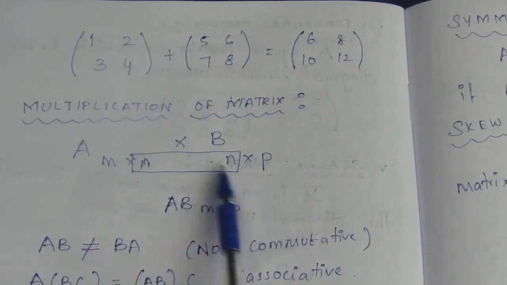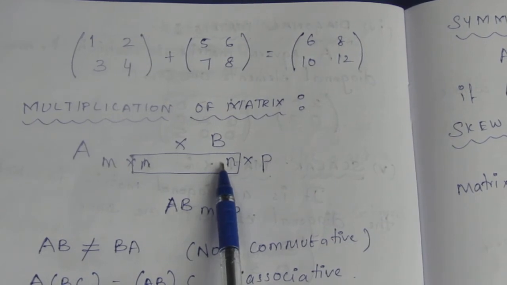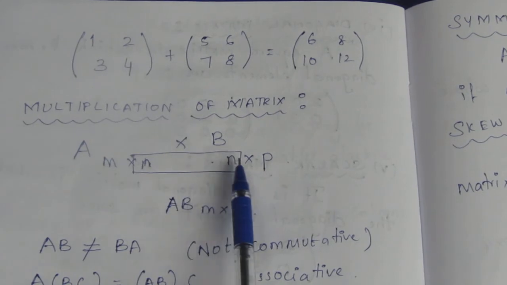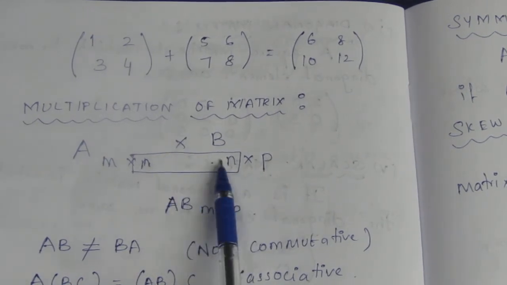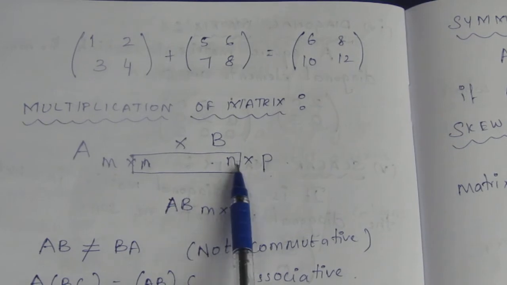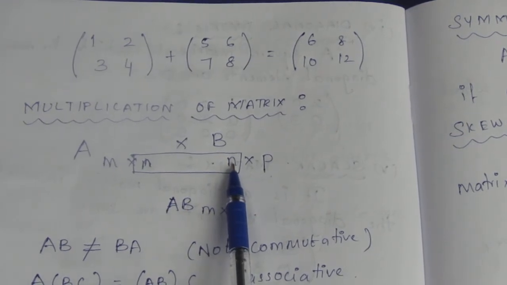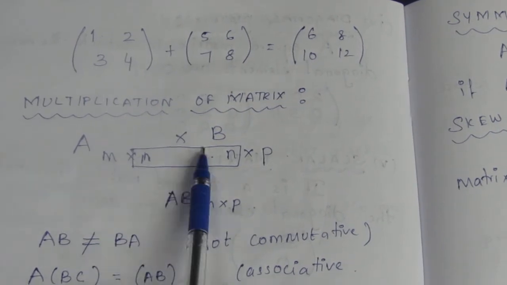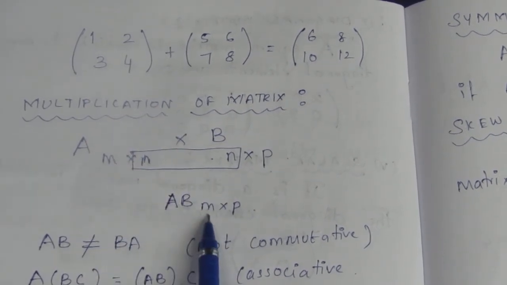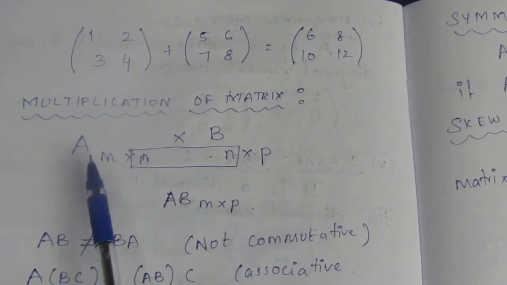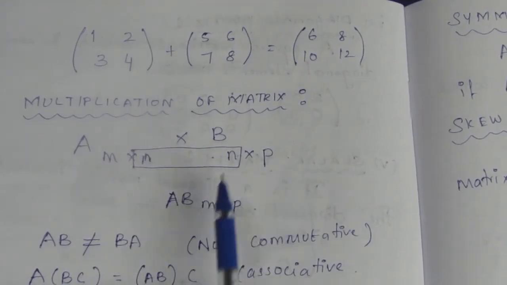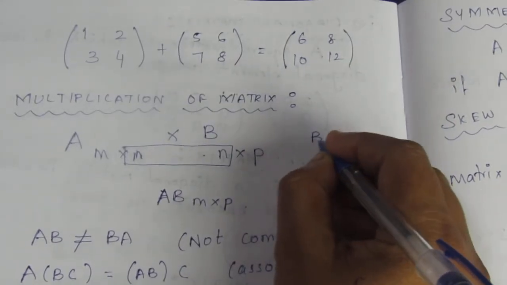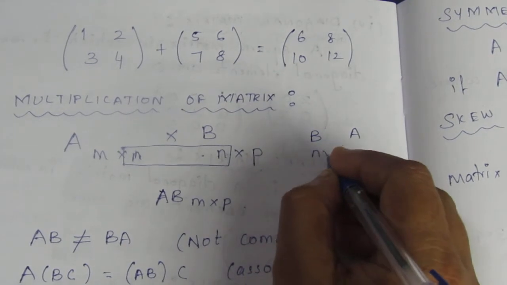If these two are not equal, multiplication is not possible. So remember that the column of the first one should be equal to the row of the second one. Only then, if these two are equal, multiplication is possible. If not, it is not at all possible. Here the final resultant of AB, multiplication of AB, will be m into p: this row into this column. This is the resultant.